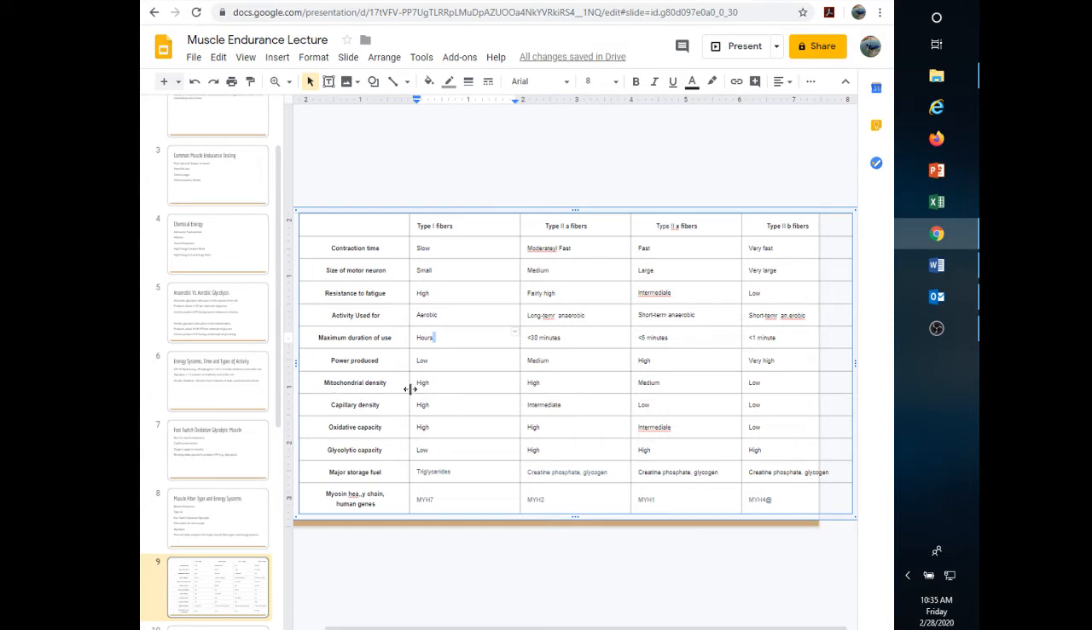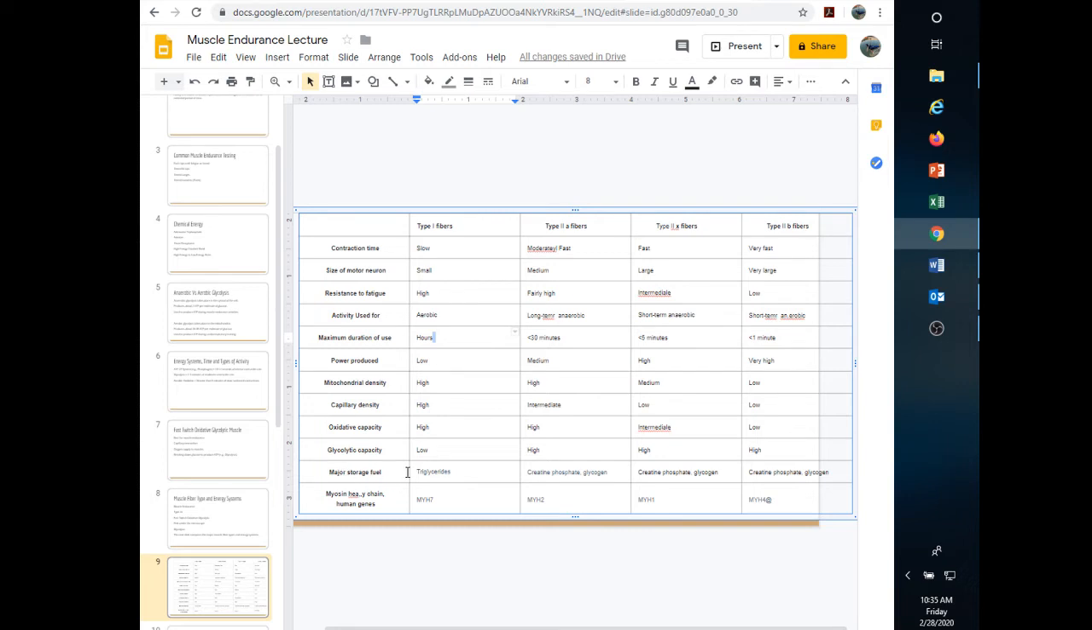Mitochondrial density, high, because this is all happening within the mitochondria. We're generating the ATP in the mitochondria, so we would have a lot of mitochondria in these fibers. Capillary density, it's high. We've got a lot of blood supply. Oxidative capacity, high. We're getting a lot of oxygen out to that tissue. Glycolytic capacity is fairly low. Yes, we're using glucose as an energy system, but we are converting those molecules of glucose to a lot more ATP within the mitochondria.